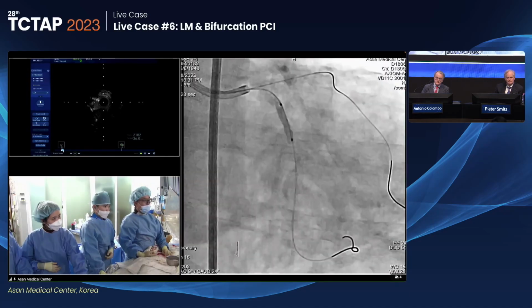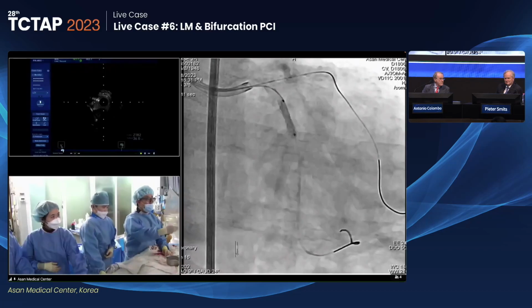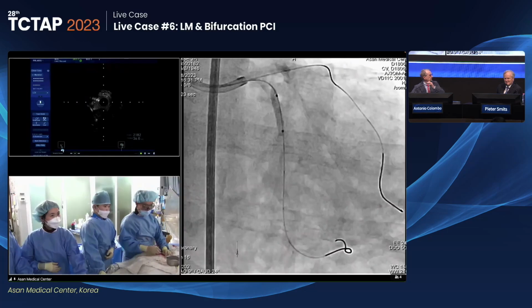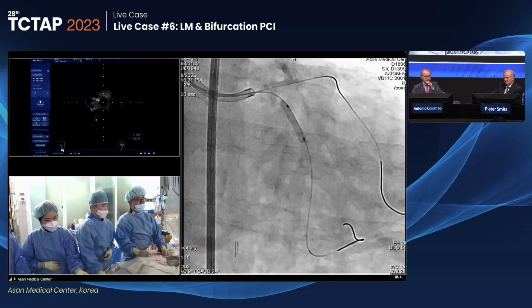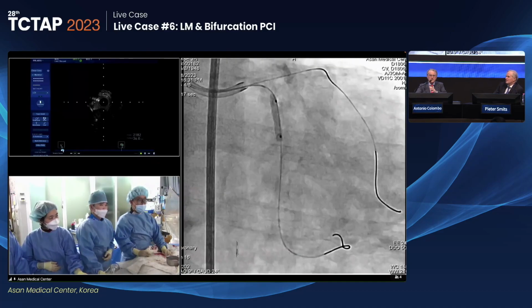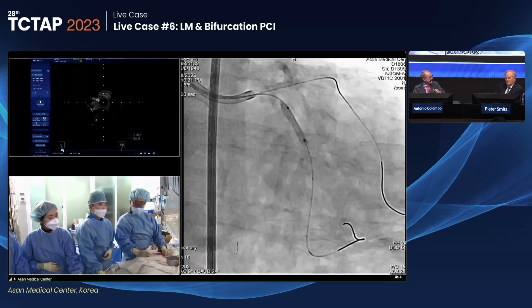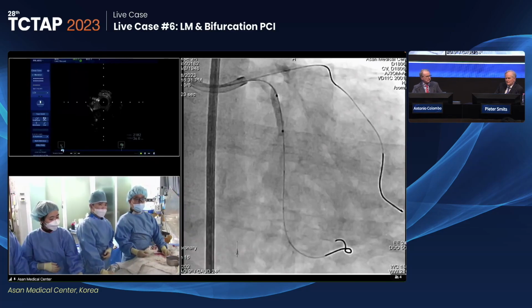You already did the PCI. Yes, I was thinking about having the FFR. You want an OMT for this patient? So let me ask, based on this initial evaluation, are you already ready to make a decision on how many stents and which kind of approach you're going to do on the bifurcation, or do you want to wait?